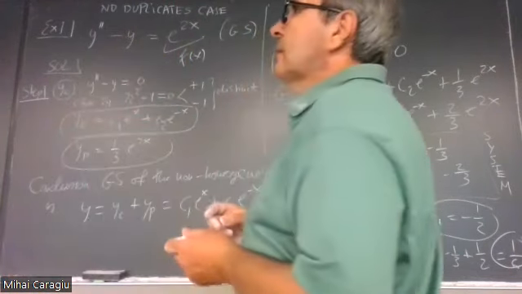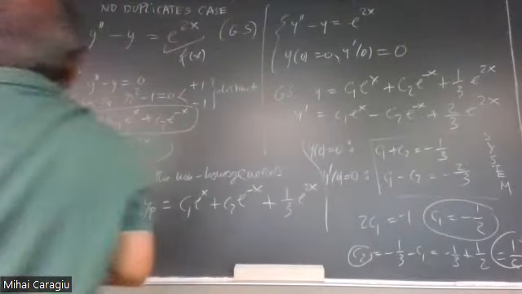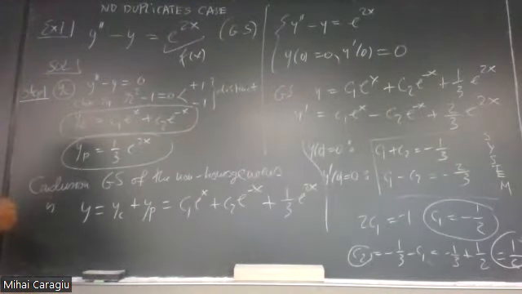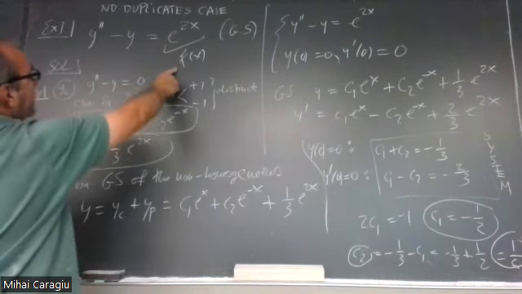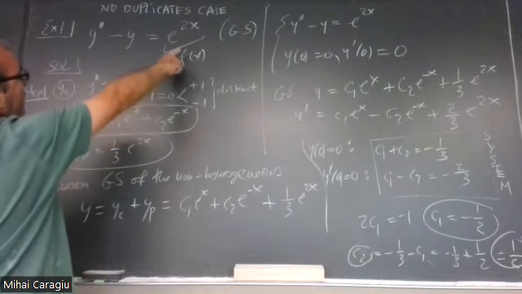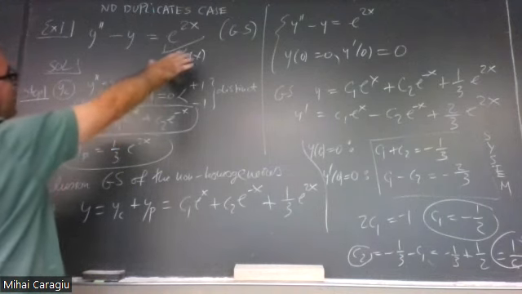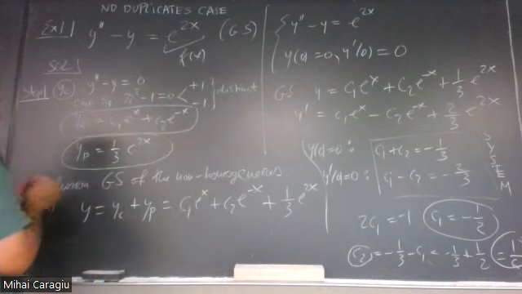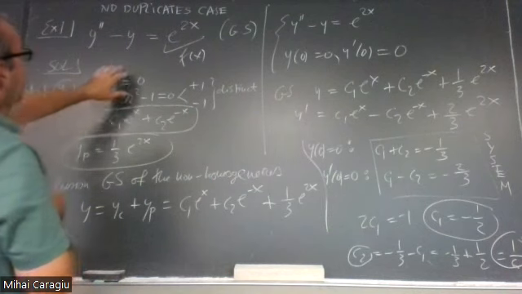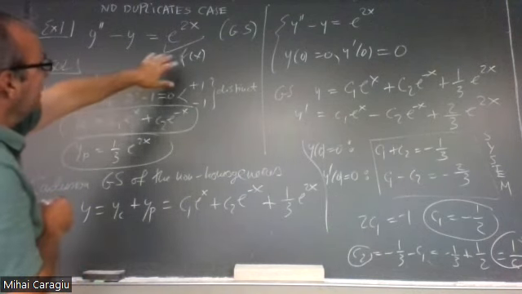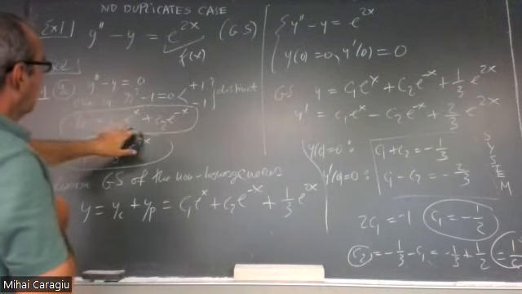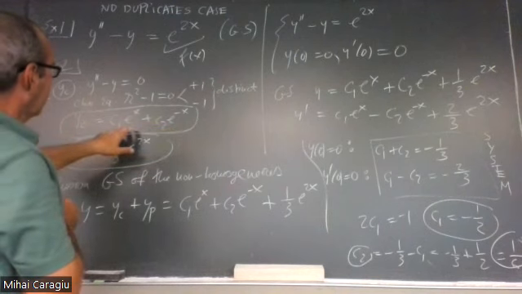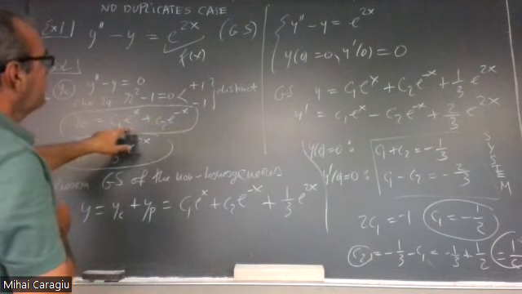No duplicates case. So what does it mean, no duplicates? There is no interference between the terms appearing in f of x and its derivatives. So f of x is e to the power 2x. If you differentiate, you get 2 e to the power 2x, 4 e to the power 2x, 8 e to the power 2x, etc. There is no interference between those terms in the process of differentiating and the items in the general solution of the homogeneous equation.